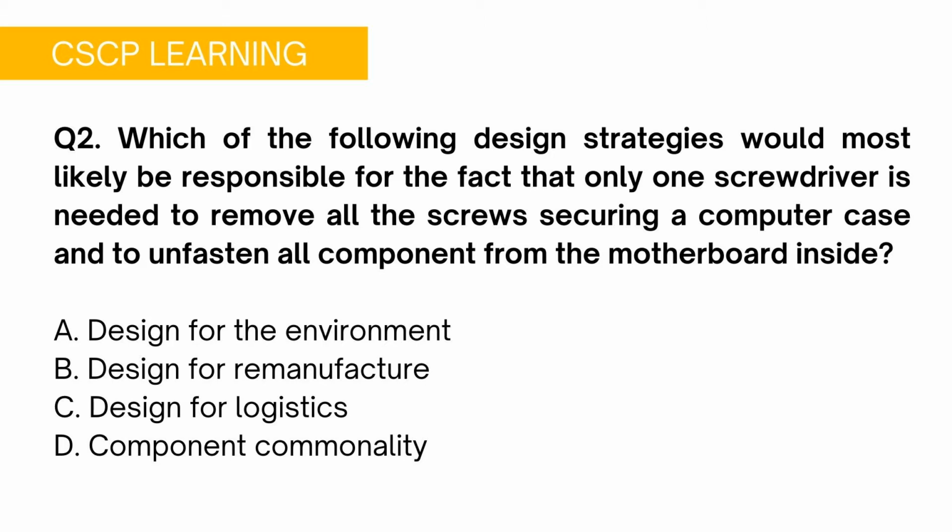Option A says design for the environment. Option B says design for remanufacture. Option C is design for logistics. Option D is component commonality.